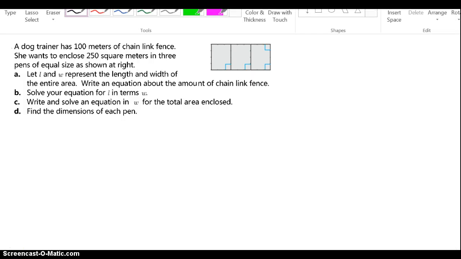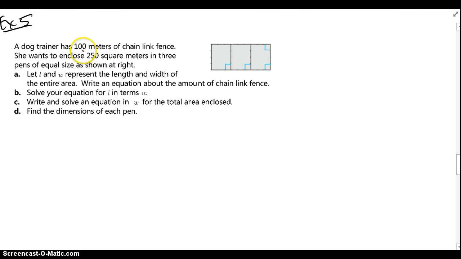Okay, next example, it says a dog trainer has 100 meters of chain link fence and she wants to enclose 250 square meters in 3 pens of equal size as shown on the right. So pay attention to the 100 meters, which is really just the amount of chain that needs to go all the way around and then cover the middle part as well. And the area she wants to enclose is 250 square meters. So area is 250 square meters.